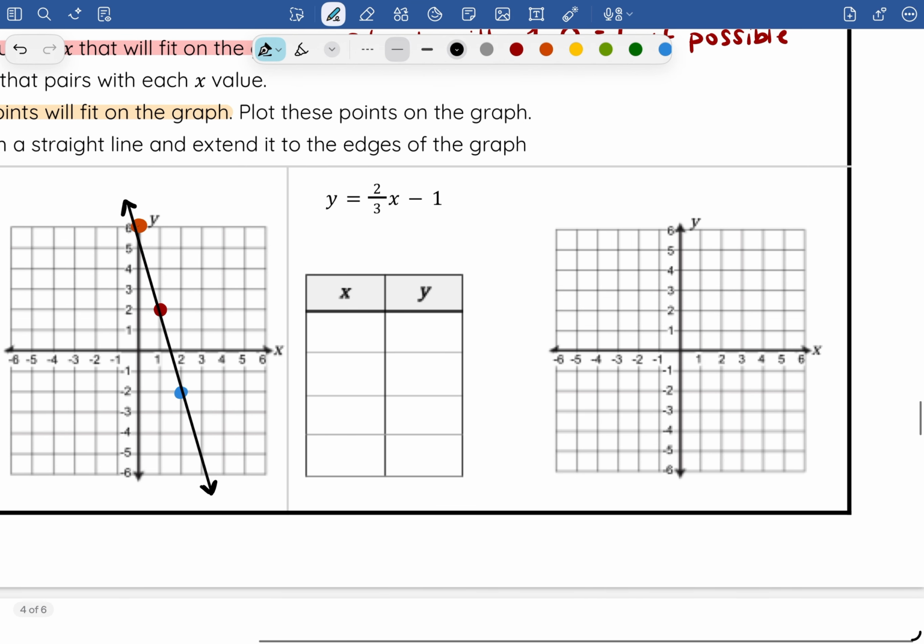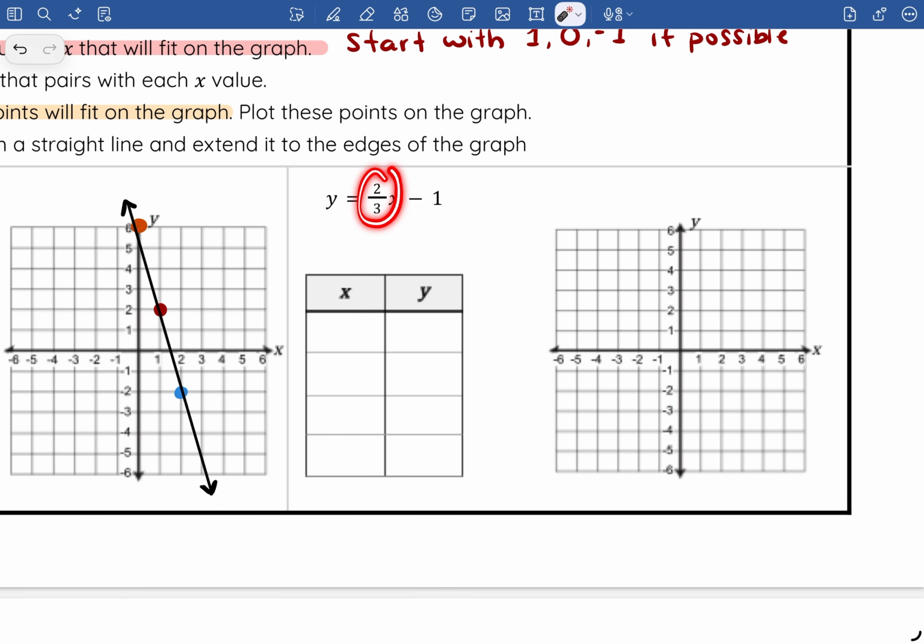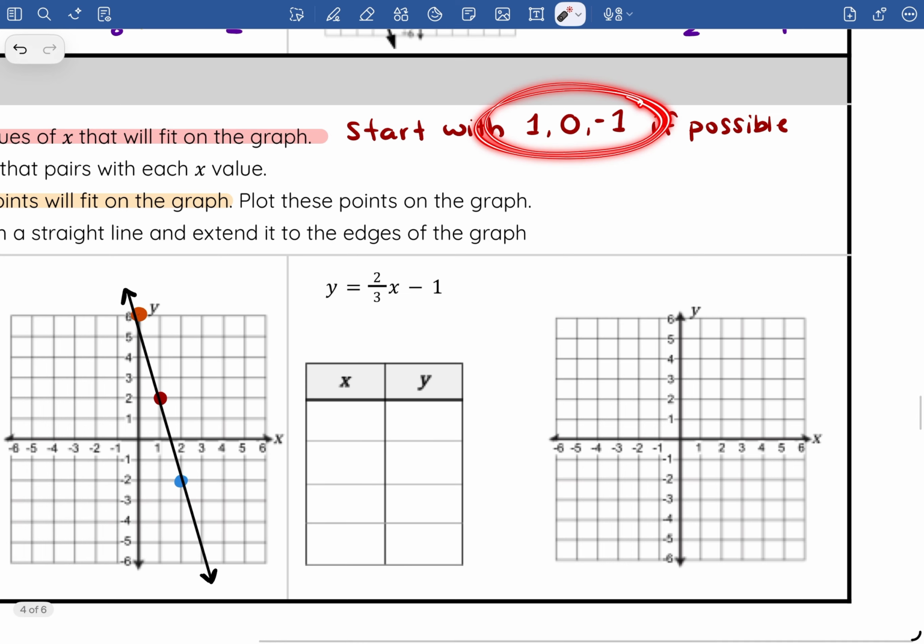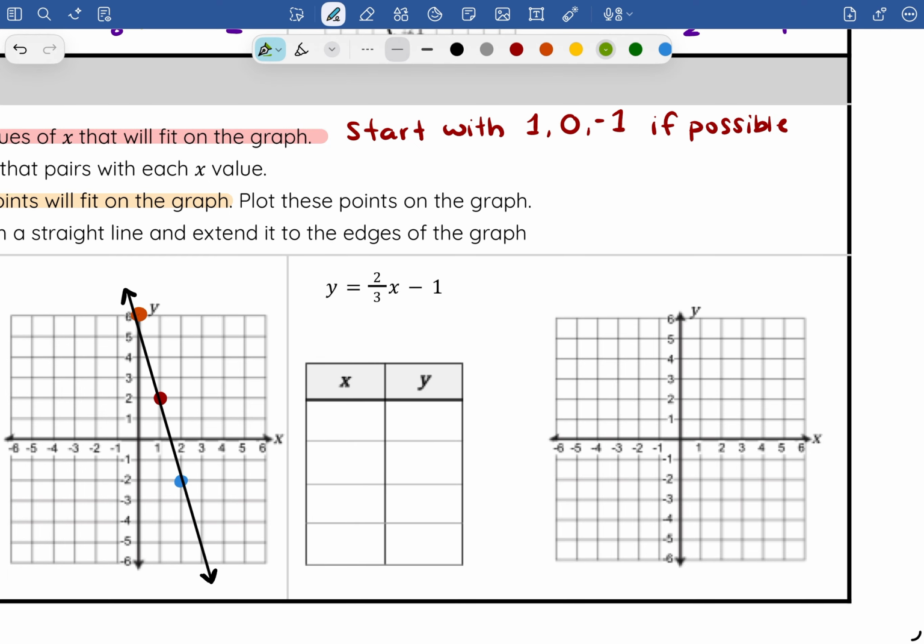This next one, like I said, is a little bit trickier because we have a fraction. In this case, that dictates what we want to choose as our x values. So since we have 3 on the bottom, instead of using these 3 values, we're going to do 3, 0, and -3 instead. This way, these are values that when divided by 3, it'll make our equation not so bad.